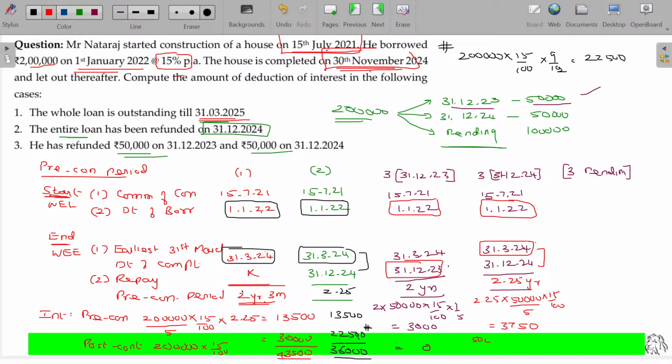So 50,000 rupees into 0.75 years into 15 percentage. How much is that? 3,375. Yes, 3,375. Come on, tell me this value. 5,625. 5,625.